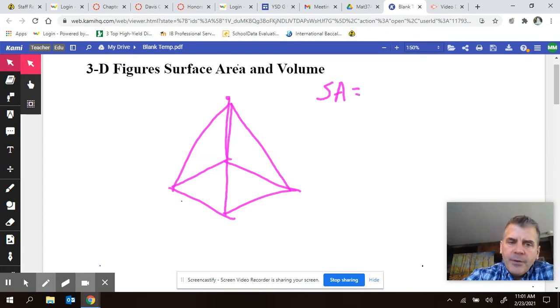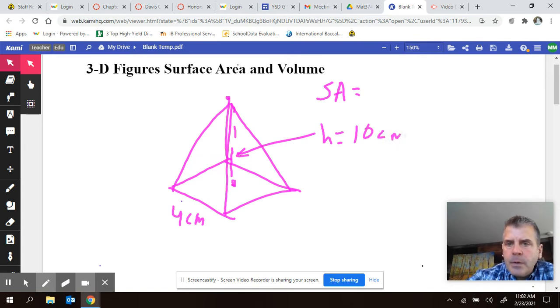So if we know the length of, say, this pyramid base is 4 centimeters, and you can't see it very well because of how I've drawn this, but your height, we'll just put it off the side here, that's going to be in the middle right there. So I'll just label it as height is, say, 10 centimeters. Think about what it is I have left to be able to find.